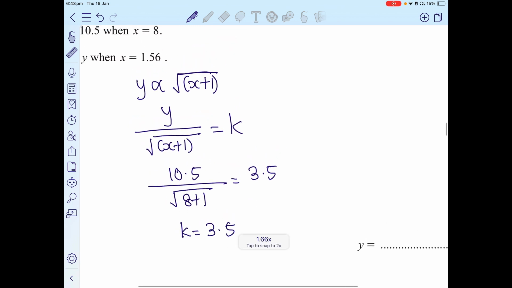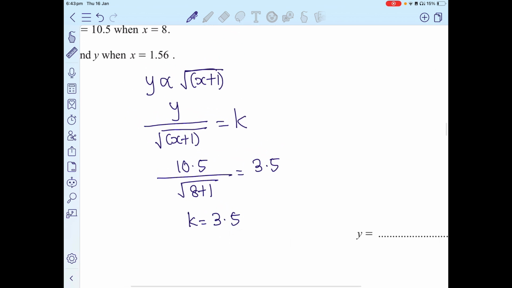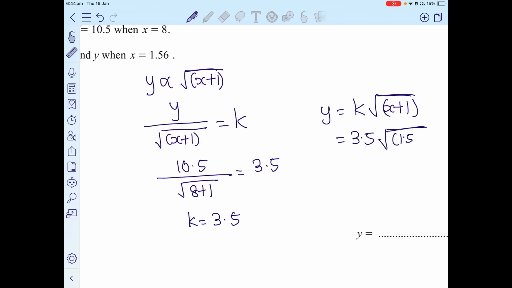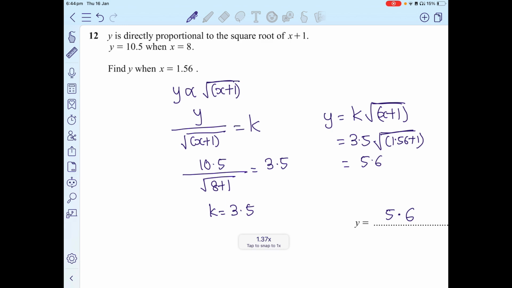Now what they're asking us is to find y when x is 156. So I can simply say that y is going to be k into root of x plus 1, where x plus 1 is in brackets. So I have 3.5 into the root of x plus 1. So 156 plus 1. Calculator, 3.5 into root of 156 plus 1. That will give me 5.6. And that's the correct answer: 5.6. I hope this part is clear.